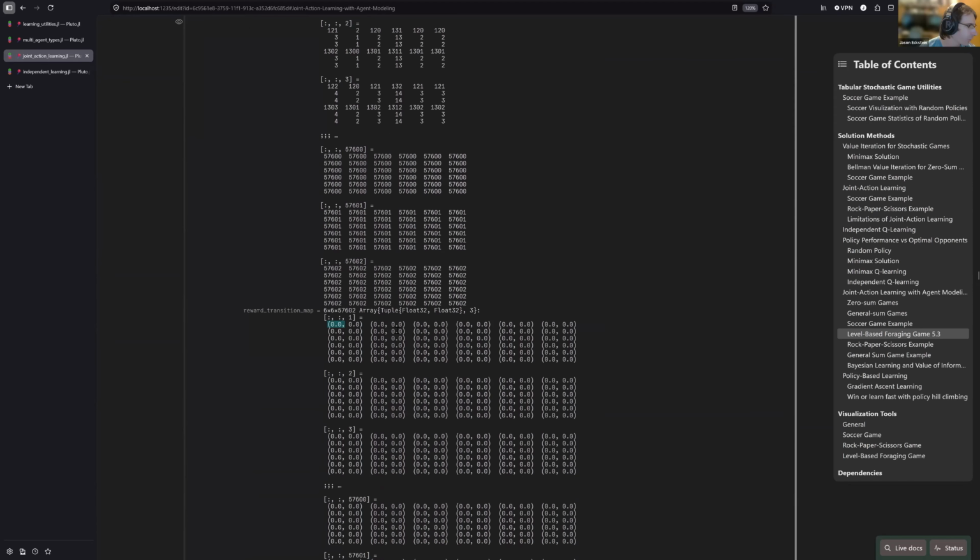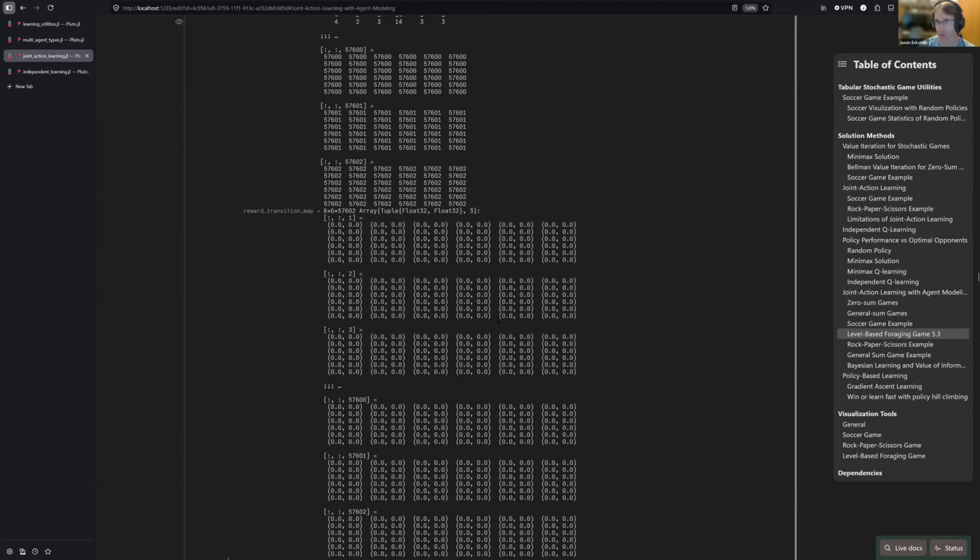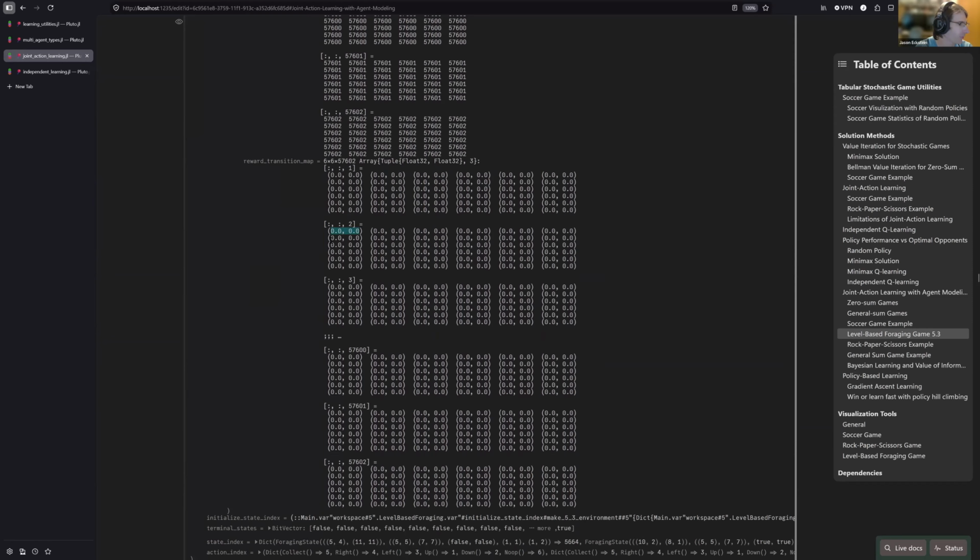So you can see here in the reward transition map, the rewards in this game are sparse, so you're going to see most of these values are 0. But there are 2 values for each state joint action pair here, which is the reward assigned to each agent. And in a common reward game, this would just be a single value.